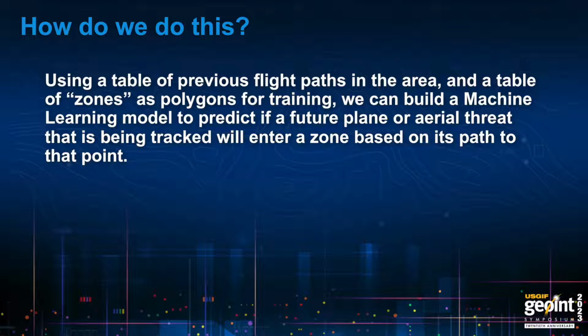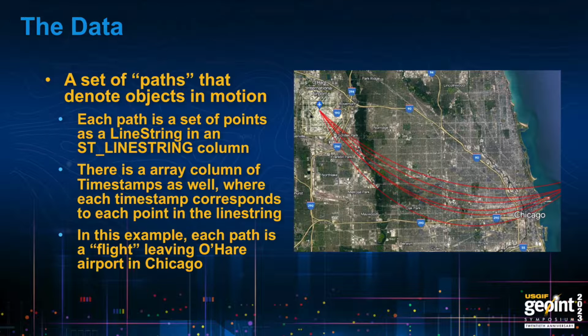So we're going to use a table of previous flight paths in the area and a table of zones as polygons for training. We can build a machine learning model to predict if a future plane or aerial threat that is being tracked will enter a zone based on its path to that point. Let's look a little bit deeper at the data.